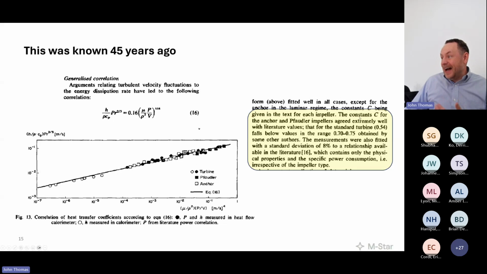And they're kind of saying here, the constant C for the anchor, blah, blah, blah. The measurements are also fitted with the standard deviation 8% to a relationship available in the literature. Pick your poison. Whether it should be 0.16 and 2/3 or 0.25 and 3/4, you're squeezing a balloon. They're all within 20% of each other. But the measurements also fit with standard deviation 8% to a relation available in the literature, which contains only the physical properties and the specific power consumption, irrespective of the impeller type.